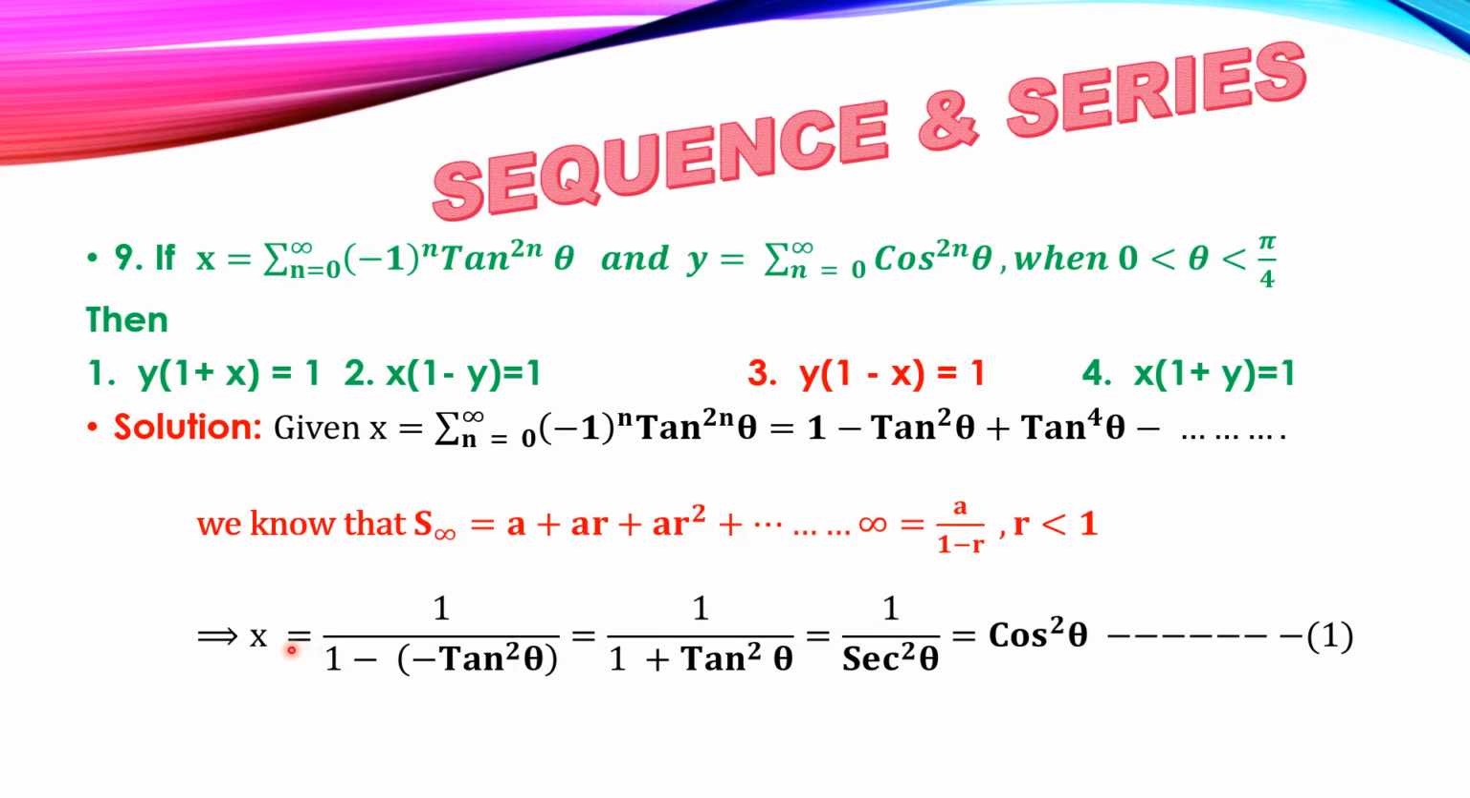So x equals to a by 1 minus r. So substitute a value 1 by 1 minus of r value minus tan square theta. So that equals to 1 by 1 plus tan square theta. Now 1 plus tan square theta equals to secant square theta, which is a trigonometric identity. So 1 by secant square theta means cos square theta. So let us assume that this is the equation number 1.